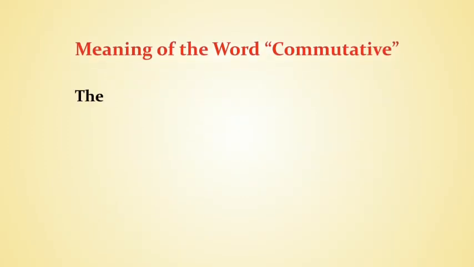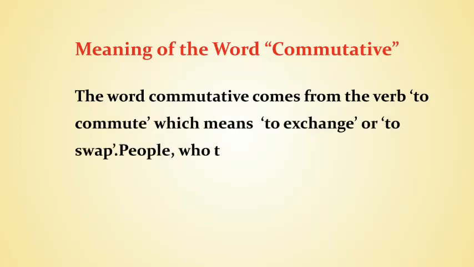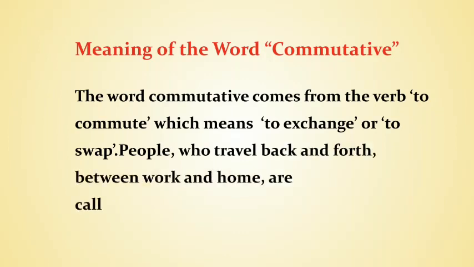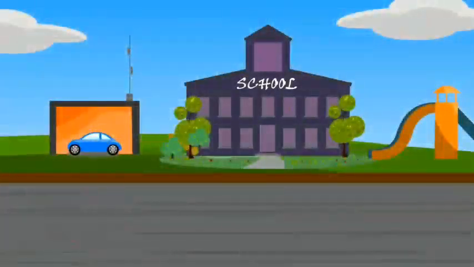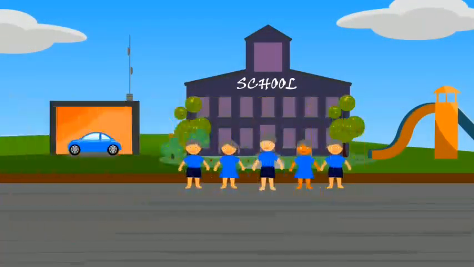Now let's understand the meaning of the word commutative. The word commutative comes from the verb to commute, which means to exchange or to swap. People who travel back and forth between work and home are called commuters. Here's a busload of school children commuting to their school.